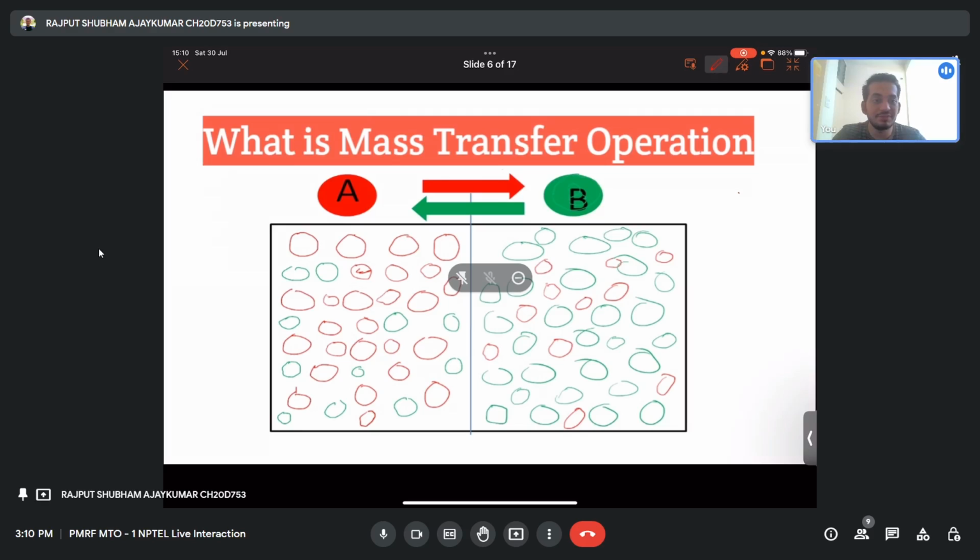Okay, concentration difference. Yeah. So is it only the concentration difference, or can any other difference also play a role in mass transfer?